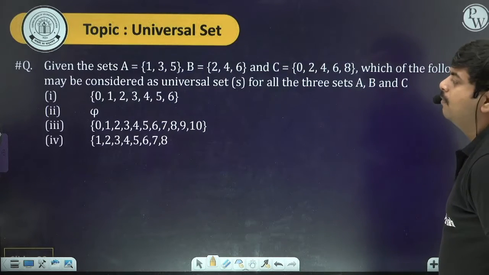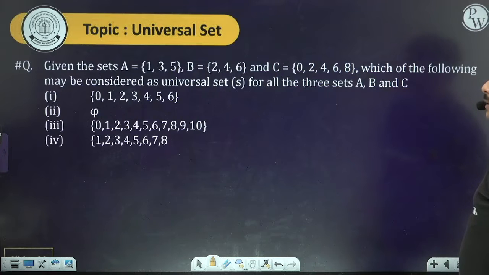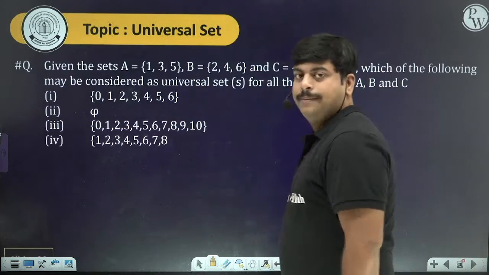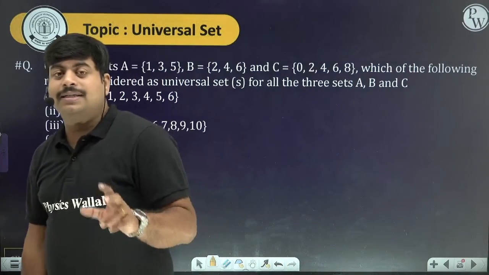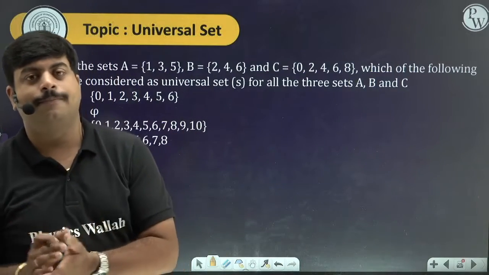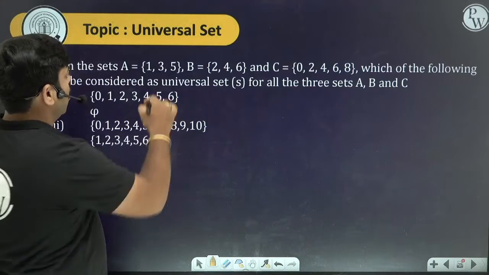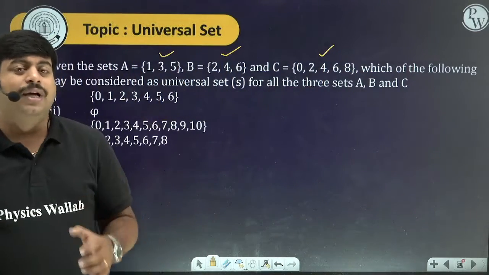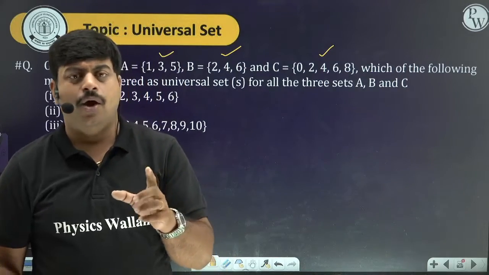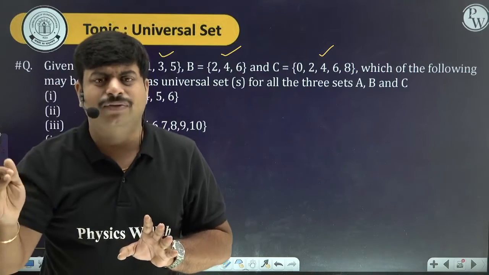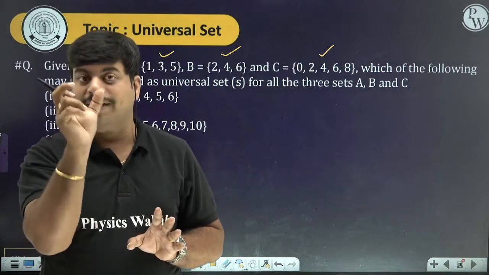Given the sets A = {1, 3, 5}, B = {2, 4, 6} and C = {0, 2, 4, 6, 8}, which of the following may be considered as the universal set for all the three sets? I told you, the universal set varies from question to question, set to set. So here we have three sets: {1, 3, 5}, {2, 4, 6}, {0, 2, 4, 6, 8}. Now, I need to consider one single set which consists of all these elements. It may have extra elements as well, but these three sets' elements should definitely be inside that.